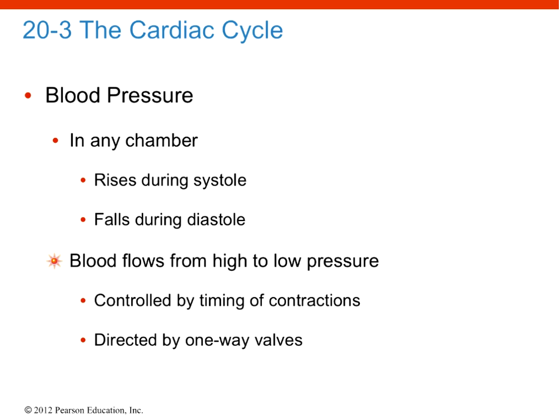This will be controlled by the timing of the contractions, and it is also controlled by the direction of one-way valves. Those are the atrioventricular valves between the atria and the ventricles, and the semilunar valves between the ventricles and either the aorta, for the aortic semilunar valve, or the pulmonary trunk, for the pulmonary semilunar valve.